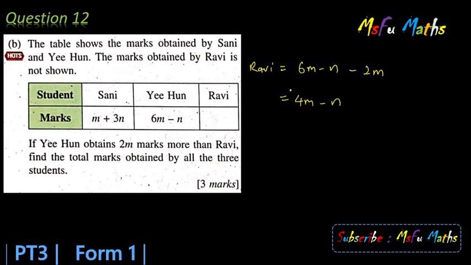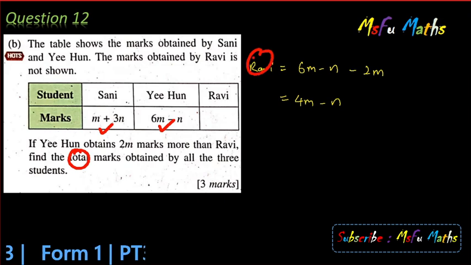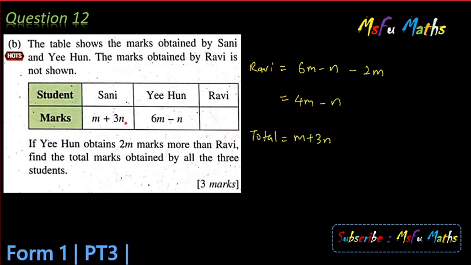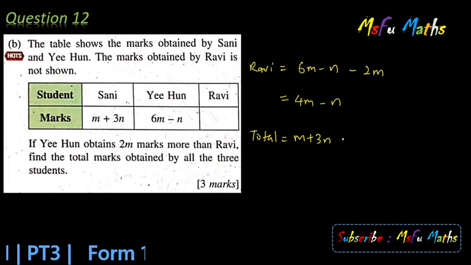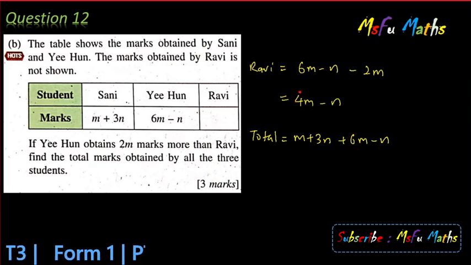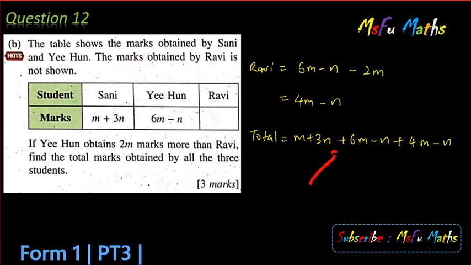And then therefore, we need to get the total marks. Their total marks is you have to total up Sunny, Yihun's, and Ravi. I will put them all together. So total, I will write Sunny is M plus 3N. Yihun is this plus 6M minus N. If you plus, you don't need to put bracket. If you want to put, just put. And then Ravi is this, I'm going to plus 4M minus N. But if here is minus, you have to put in bracket. For plus, no need.